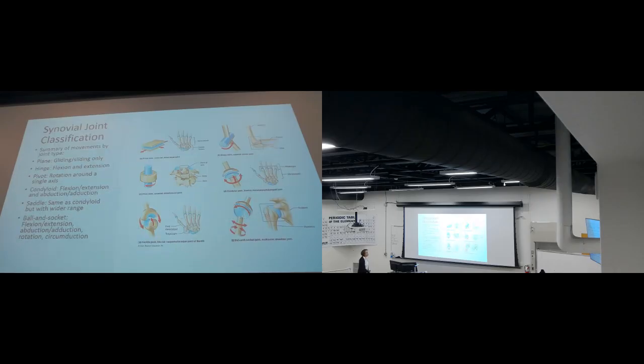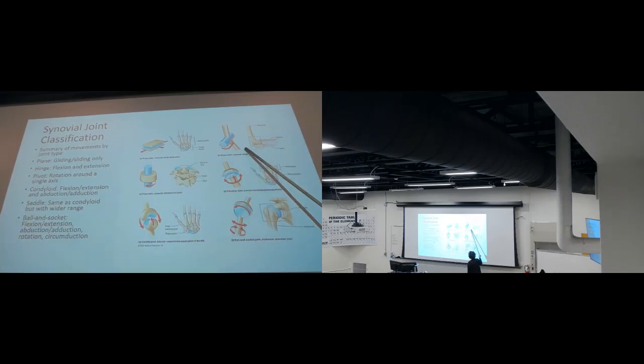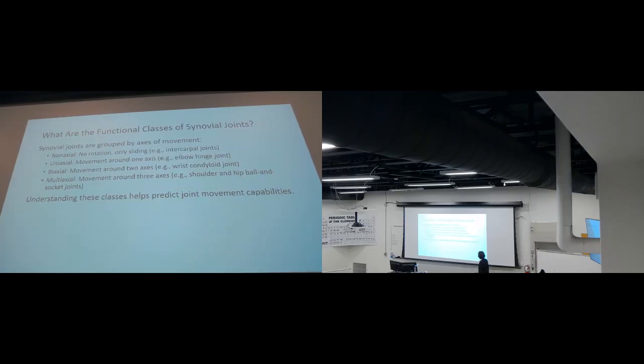So here is the classification of these joints. Gliding, smooth surfaces here. Hinge in the elbow. Pivot between the atlas and the axis, the atlantoaxial joint. This is the dens. Condylar joints here, in between the metacarpals and the phalanges. Ball and socket in the shoulder. And here is the saddle joint in the first metacarpal. So that was the structural classification.